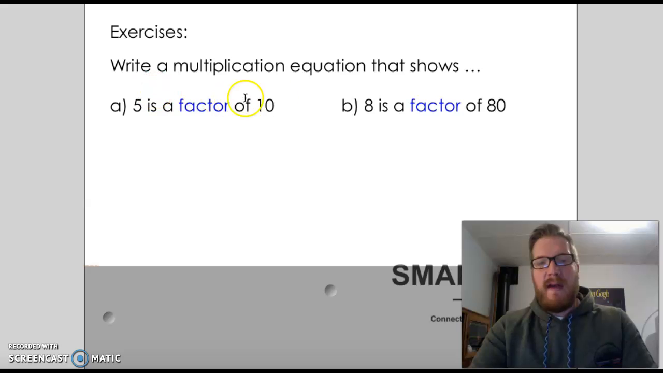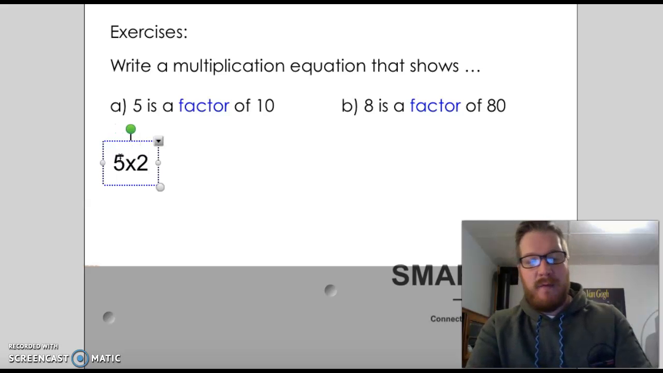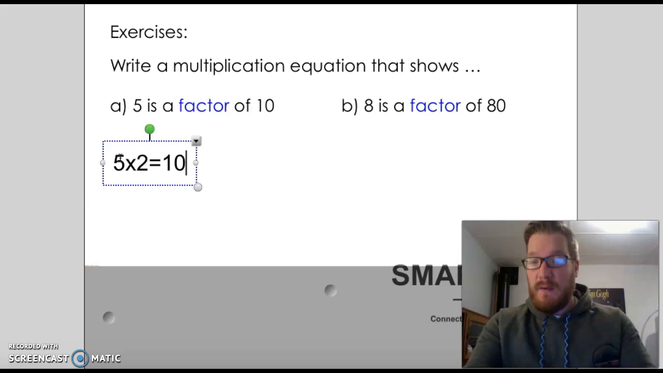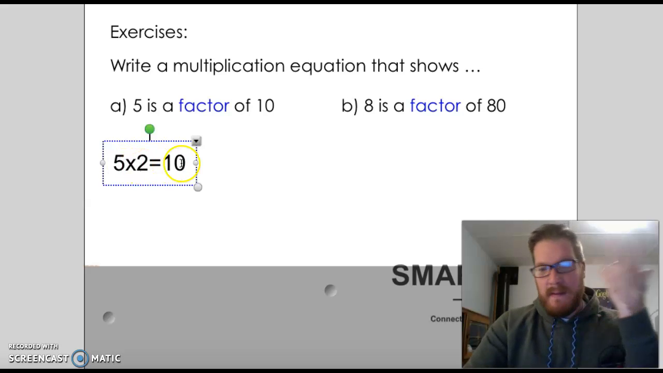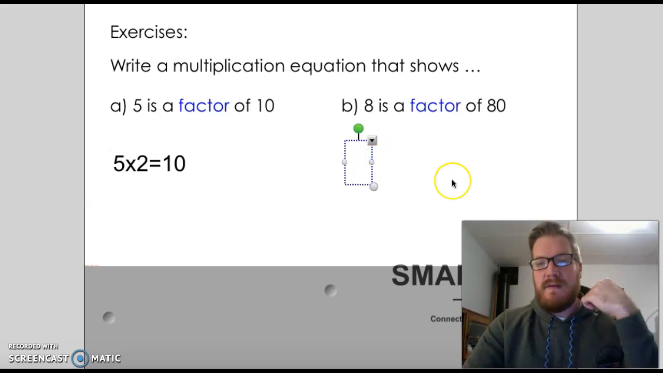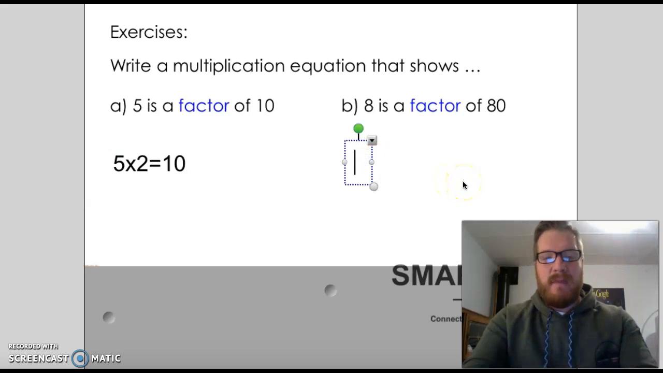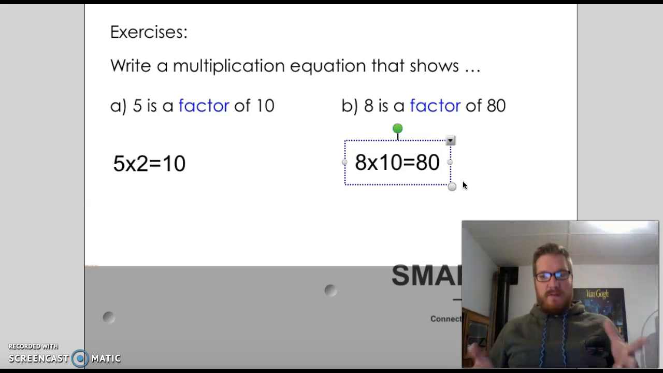We're asked here to write a multiplication equation that shows, first of all, that 5 is a factor of 10, and what we can say is that 5 times 2 equals 10. And then again, this shows us at least 2 factors, actually technically 3 factors of 10. It shows us 5 and 2, and then 10 is a factor. The number itself is a factor of itself. The next one is to show that 8 is a factor of 80. And so we would say 8 times 10 equals 80. And again, that shows us those 2 factors, 8 and 10.